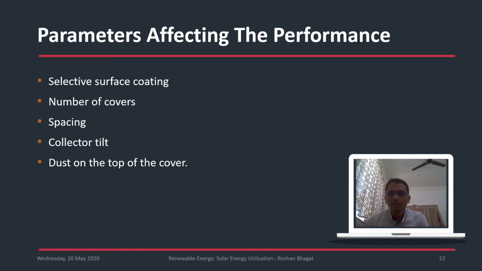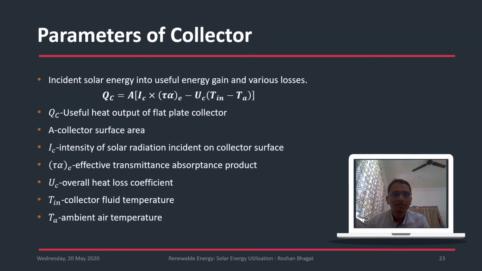Number of covers: the number of transparent covers also affects the performance, because in order to minimize the losses it is recommended to use two transparent covers. Spacing, then collector tilt, dust on top of the cover. If dust accumulation is there, again the heat will not reach the absorber. So these are some of the things that affect the performance of a system.